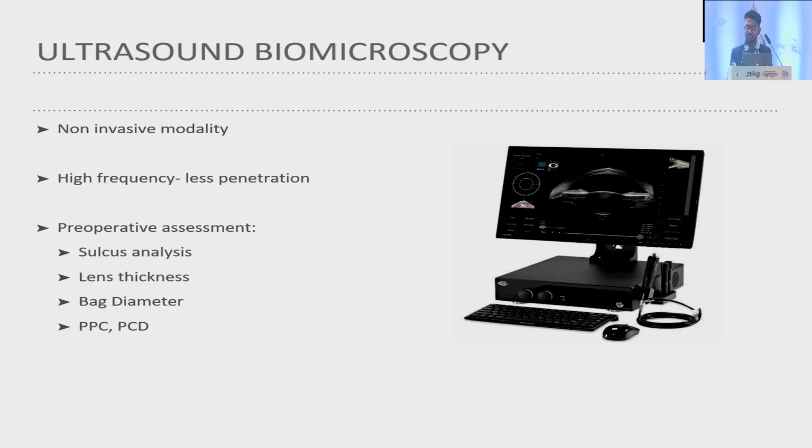Next, we move on to ultrasound biomicroscopy, which is an extremely useful tool. It is a non-invasive modality working at high frequencies of 35 to 50 megahertz, thus having lesser penetration. This can help us in the preoperative assessment of the sulcus, such as when required for a secondary IOL placement. Then the lens thickness and the morphology of the cataract itself can help us in planning the surgical steps. The bag diameter and the presence of certain features like a posterior polar cataract, a pre-existing posterior capsular defect, or the presence of a persistent fetal vasculature.